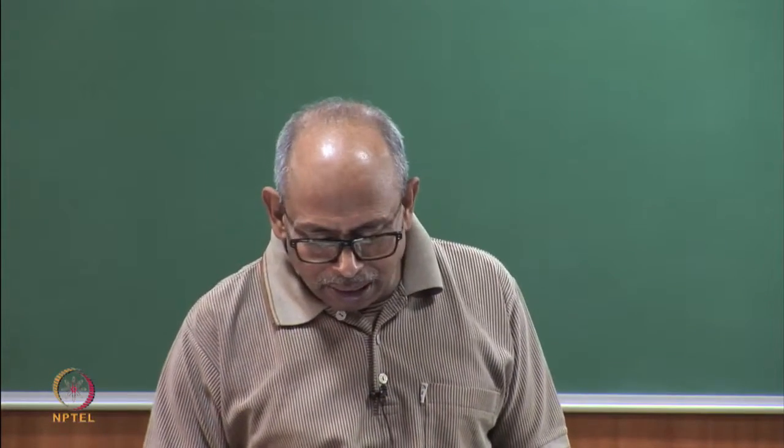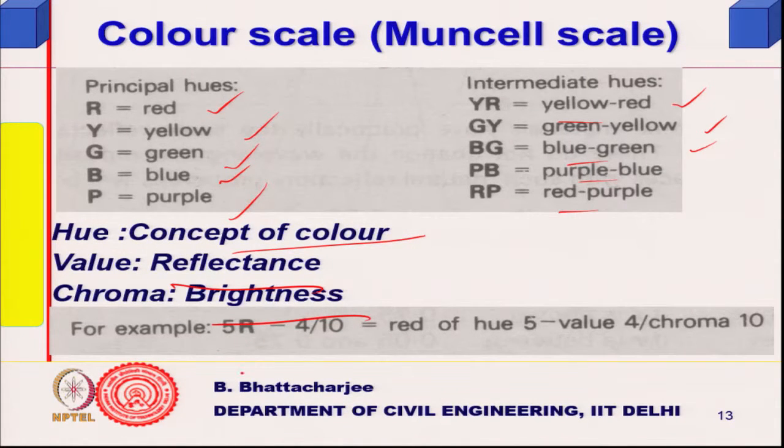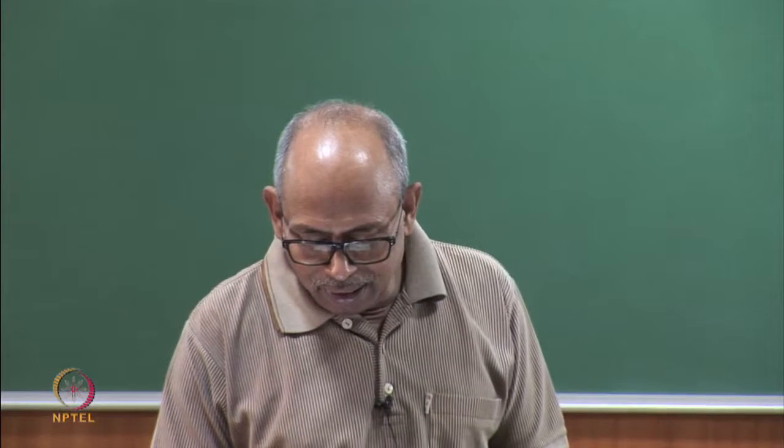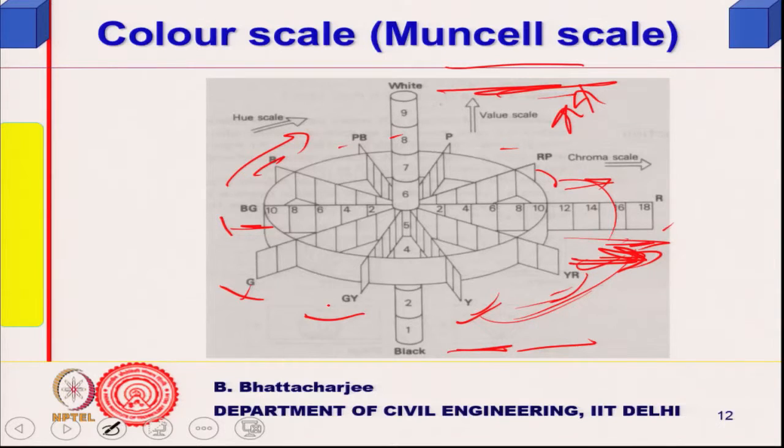So, when one is expressing color, one will write it like this: 5 R 4 by 10. What it means is hue is 5 R, relative reflectivity is 4, and chroma, the brightness, is 10. So, if you are interested in the detailed color, 5 R 4 by 10 is how the color will be written. R is in this direction, so the hue scale is 5 R.